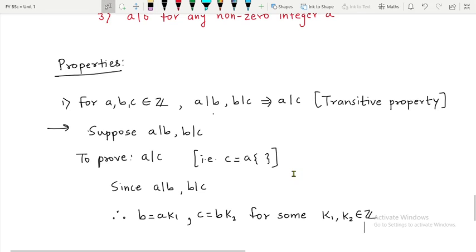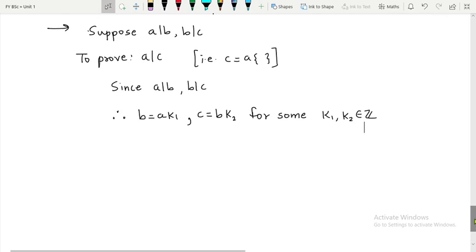Now the question is, with the help of these two equations, can you prove C is equal to A multiplied by some integer? This is the question. Now naturally we are having C is equal to B K2, but I don't want this B, I want A. So anyhow, can you bring that A in the picture? Just think for a while.